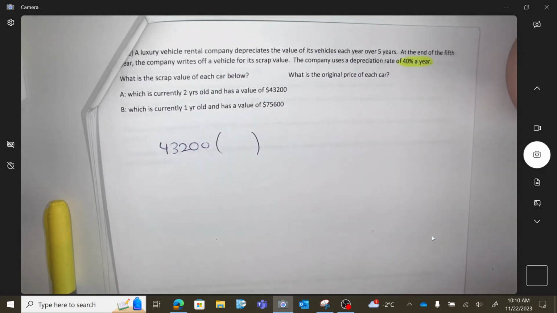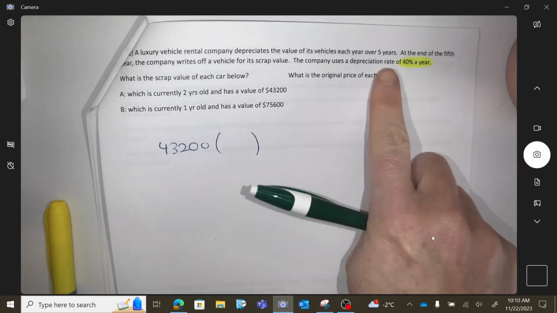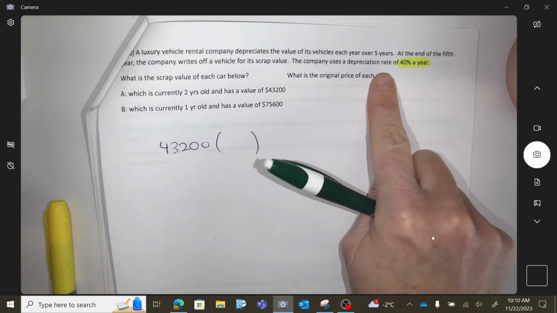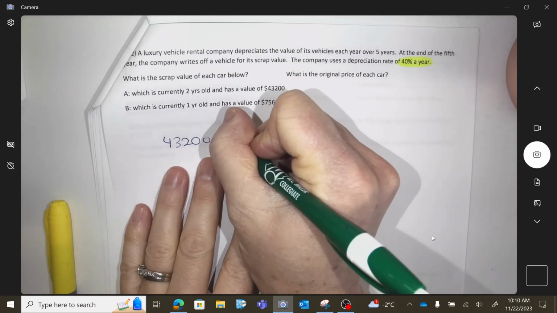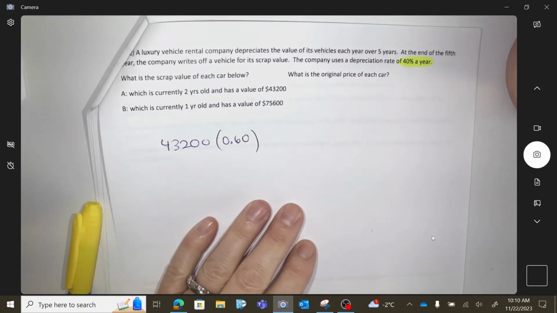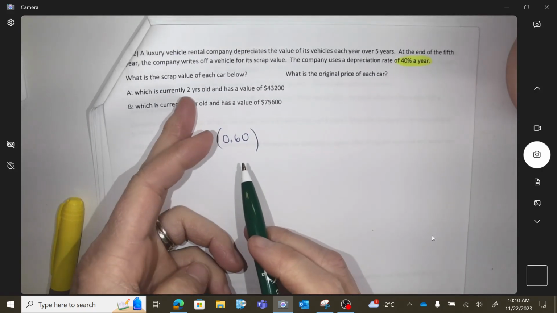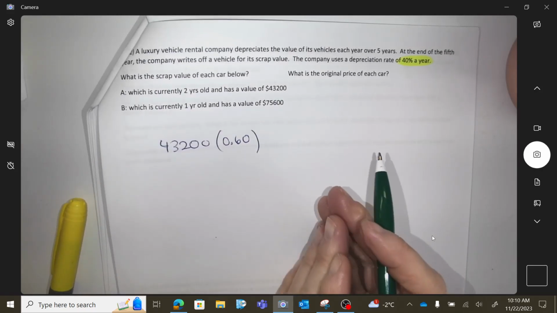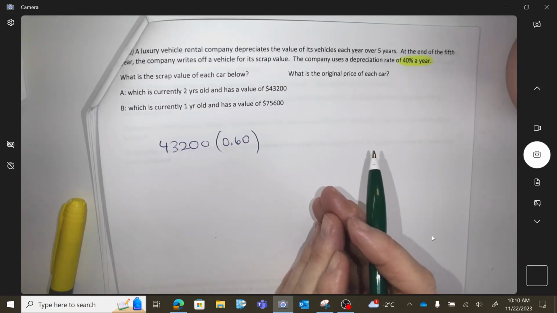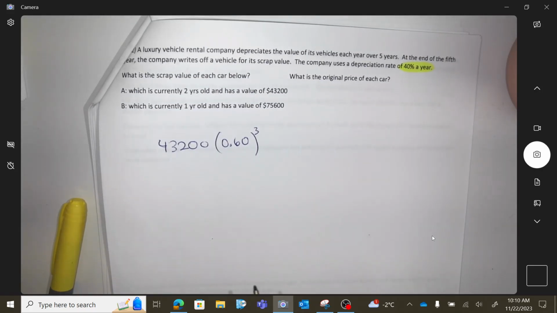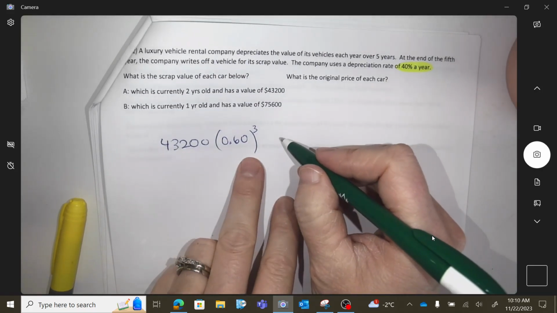What is our multiplier if we depreciate by 40%? What is your multiplier? 0.6. And if we're on the 2nd year right now, but we have to get to the 5th year, we need how many more years to go? 3. Okay, so what is your car worth?